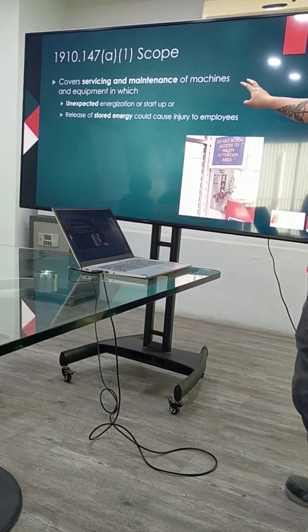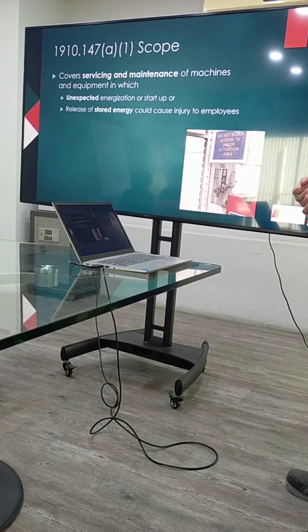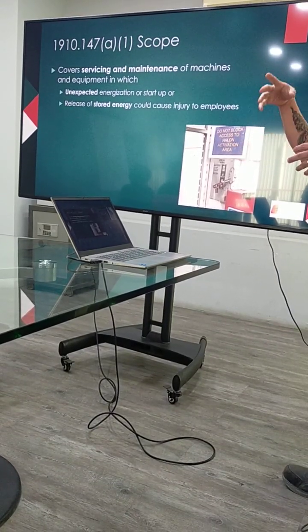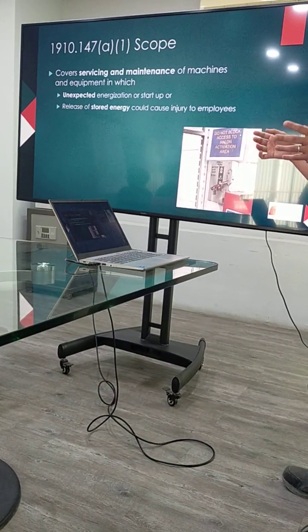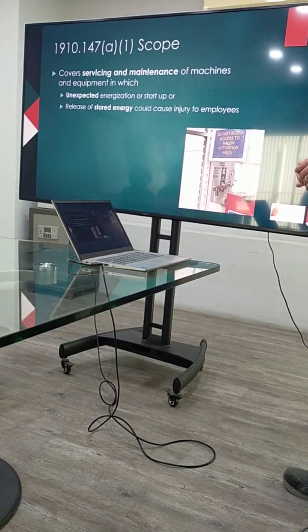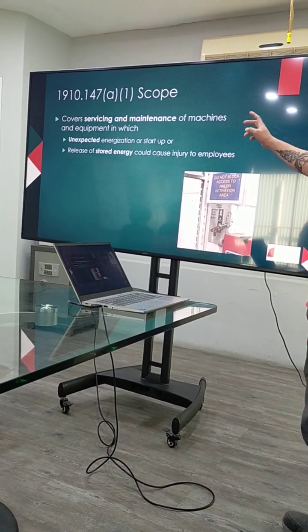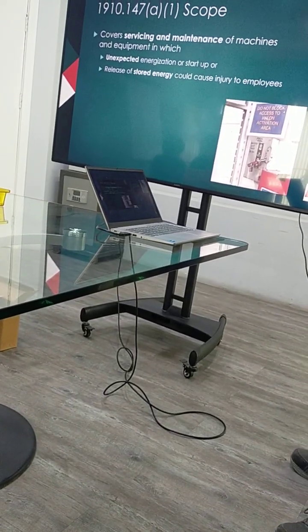So the scope covers the servicing and maintenance of the machine and equipment. This is not totally for the maintenance team only, because production also has the servicing and maintenance of the machines. So they will be covered with the lockout. Unexpected energization or start-up or release of stored energy could cause an injury to employees.